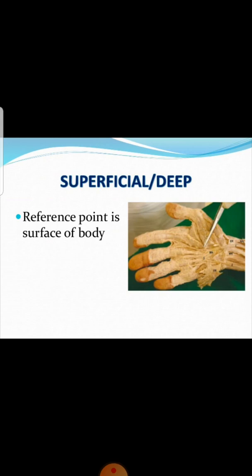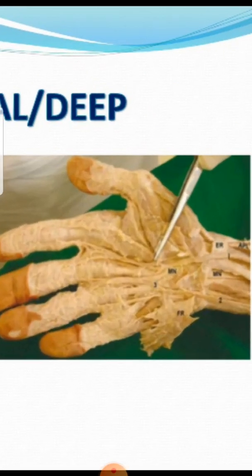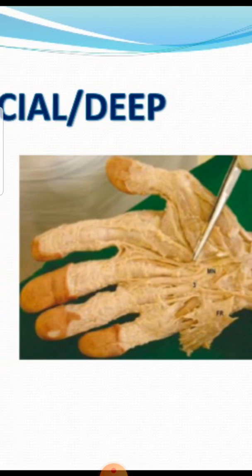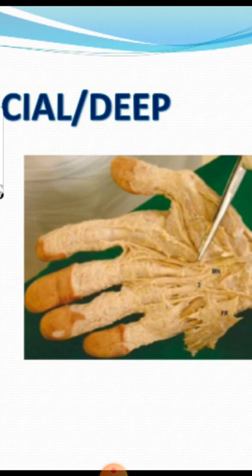Okay, so superficial and deep, and we know that the surface of the body is a reference point here. So a structure that is more towards the surface of the body, that would be superficial. For example, your skin is a superficial structure, and a deep structure will be a structure that is lying deeper. For example, we have muscles and bones that are deeper structures.